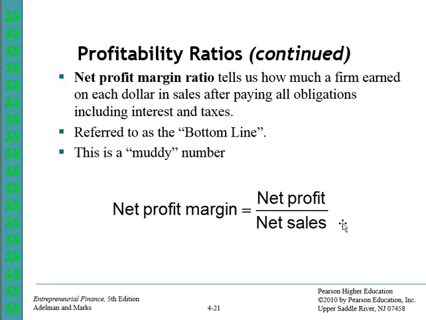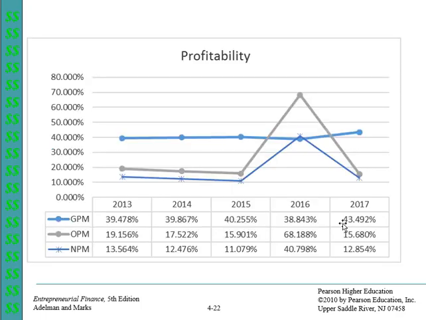Are the issues in production? Are the issues in our marketing budget? Are the issues in our financing? Is our interest expense just eating us up? These questions can't be answered from this particular ratio.